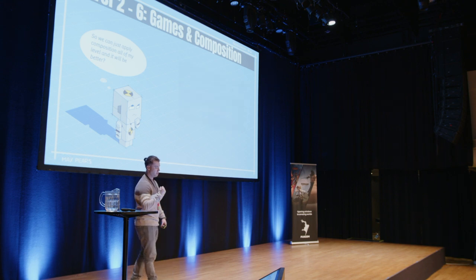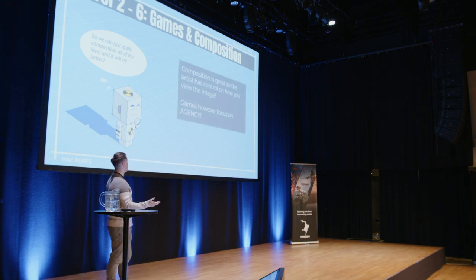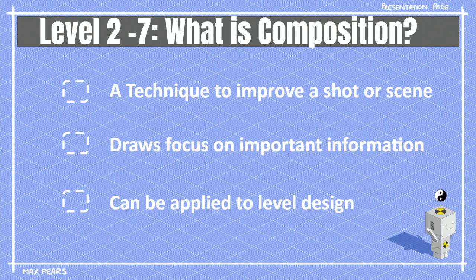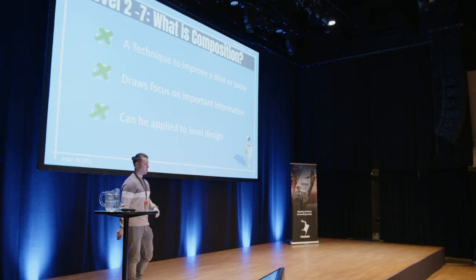objective is. Now, as I mentioned earlier, composition is great. And when you're seeing it in different mediums, it's even better because the artist has full control. We don't have that. But by thinking slightly differently, we are able to use the agency to our advantage to help guide the player. So what to take away from composition? It's a technique to improve a shot when we want to highlight a certain element or information. It draws focus on that important information, and it actually can be applied to level design in slightly different ways.